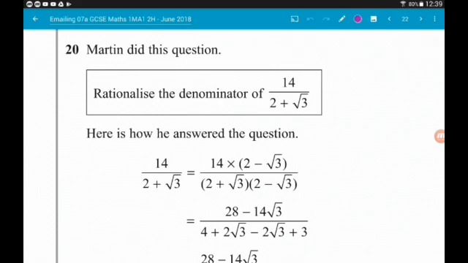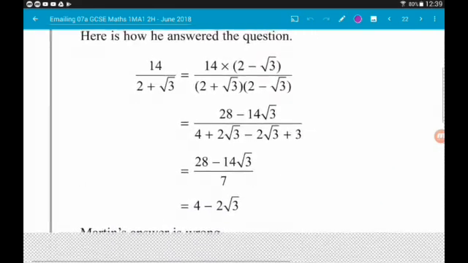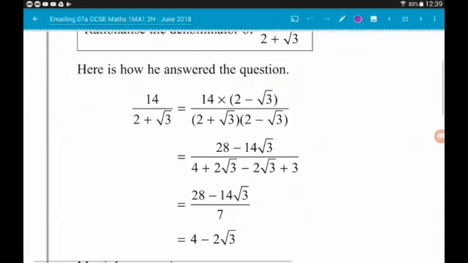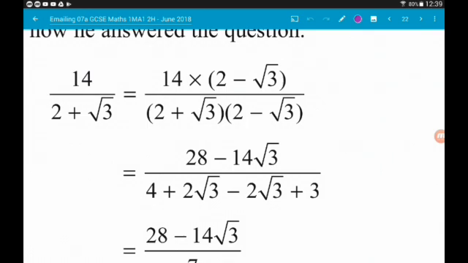Question 20 is a little bit nicer. Martin did this question: rationalise the denominator of 14 over 2 plus root 3. So we've got his method, and we're told his answer is wrong, and we need to find the mistake. So, let's go through it. The denominator is 2 plus root 3, so to rationalise it, we multiply by 2 minus root 3 on the top and bottom.